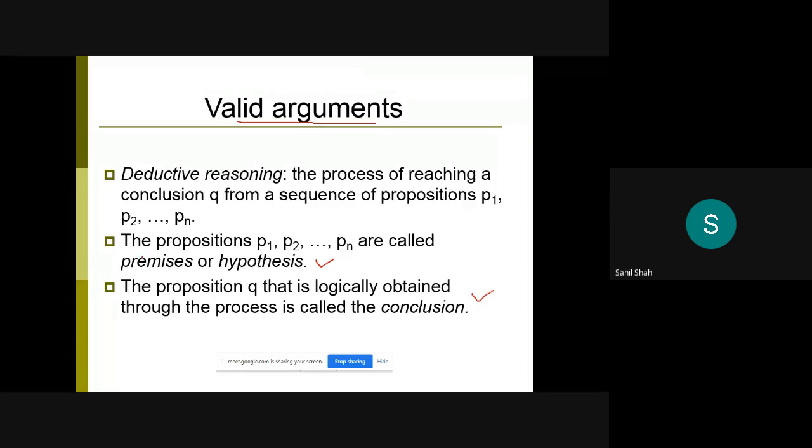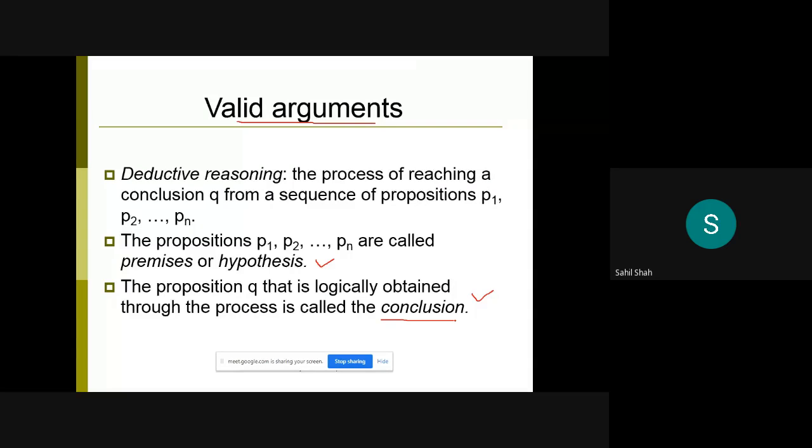All those propositions which come before the word therefore in a statement will be treated as premises. I am giving you a hint on how to identify which are the premises and which is the conclusion. Whatever comes after therefore will be the conclusion. The proposition Q or capital C, which is logically obtained from the premises through the process, is called the conclusion.